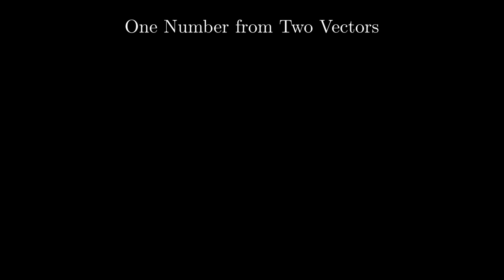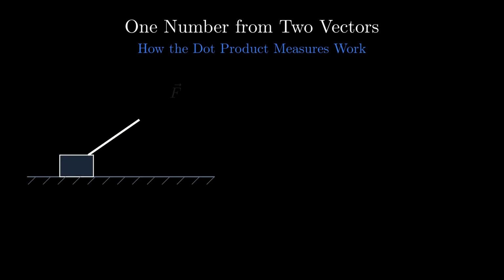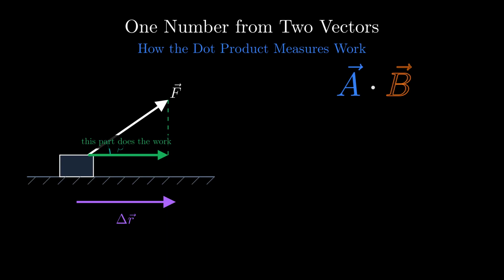Drag a sled with a rope slung over your shoulder. The rope pulls upward and forward, but the sled moves only forward, so only part of your pull does any work. Physics has one operation that extracts exactly that part, the scalar product.